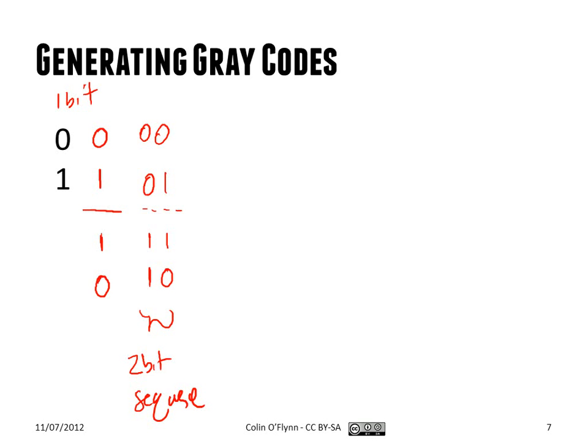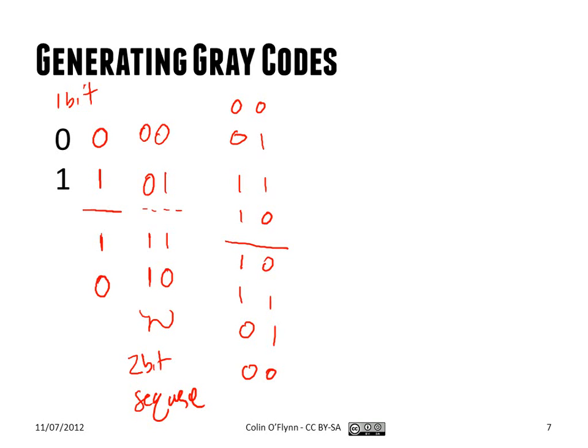To generate the 3-bit gray code sequence, we just do the same thing. So I'll rewrite this, 0, 0, 0, 1. And we can see how only a single bit is changing. And then we mirror it. So 1, 0, 1, 1, 0, 1, 0, 0.